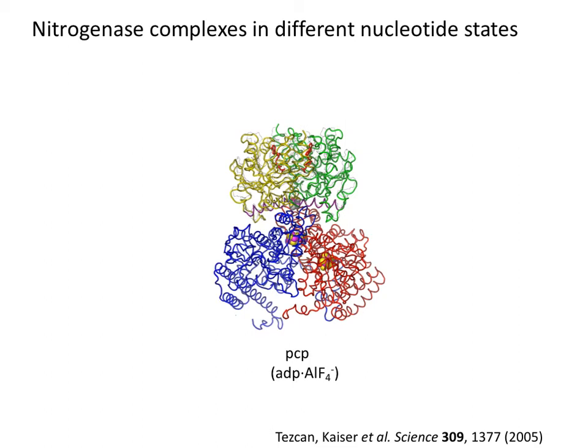So a series of iron and iron molybdenum protein clusters were crystallized, and this first structure is the PCP derivative, which is a non-hydrolyzable magnesium ATP analog, and the structure of that is almost identical to what we saw in the last lecture on the aluminum tetrafluoride anion structure. So we have the iron protein and the iron molybdenum protein bound together in this structure.